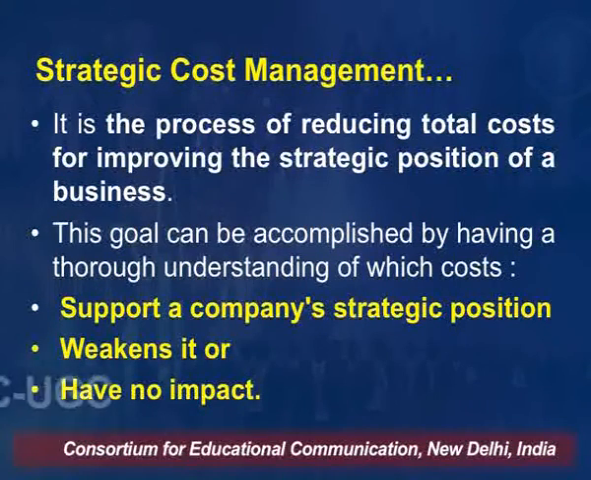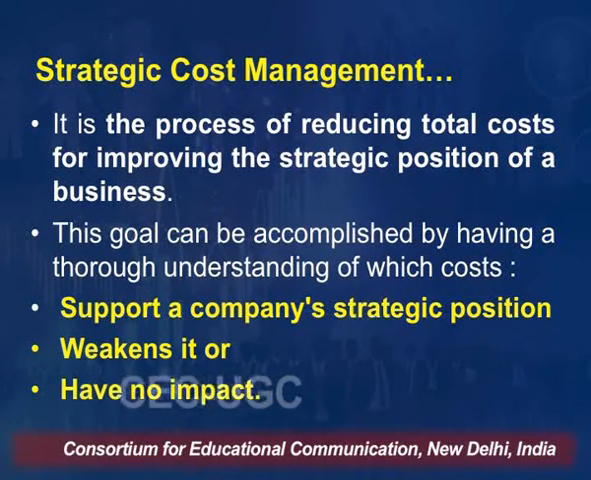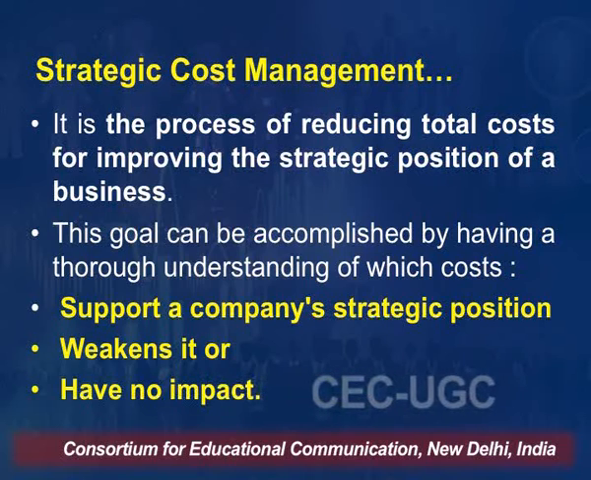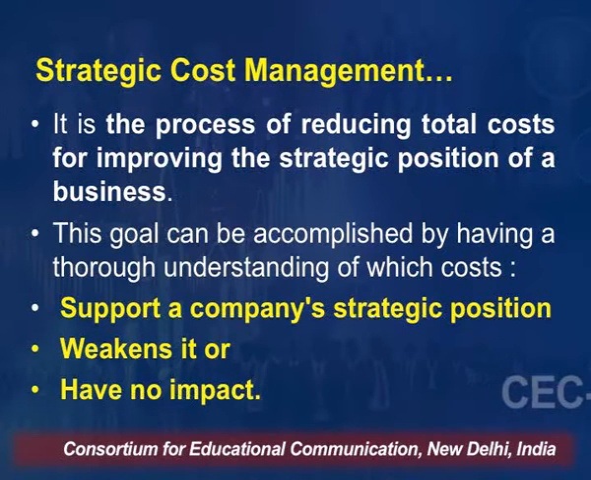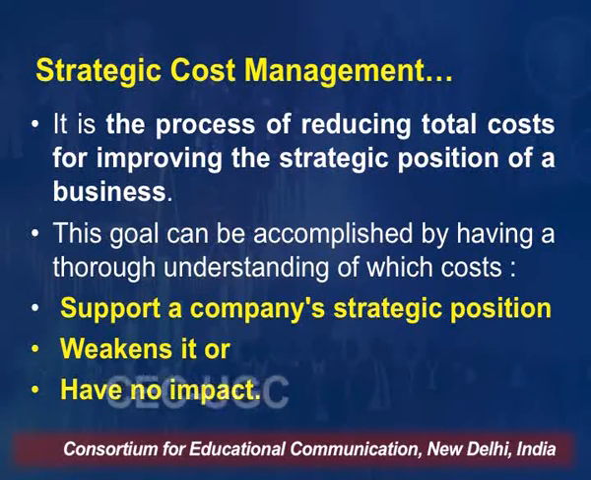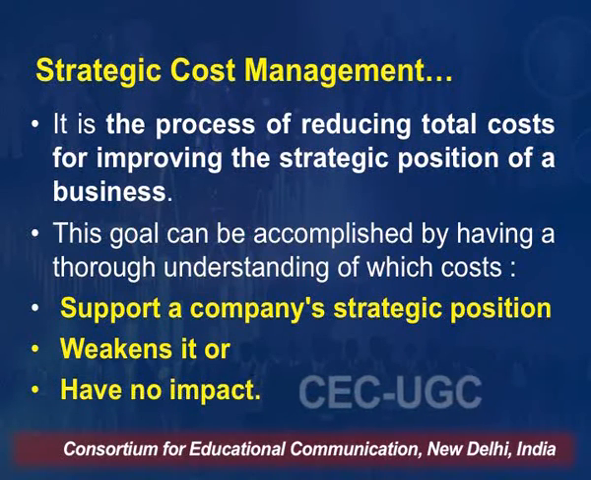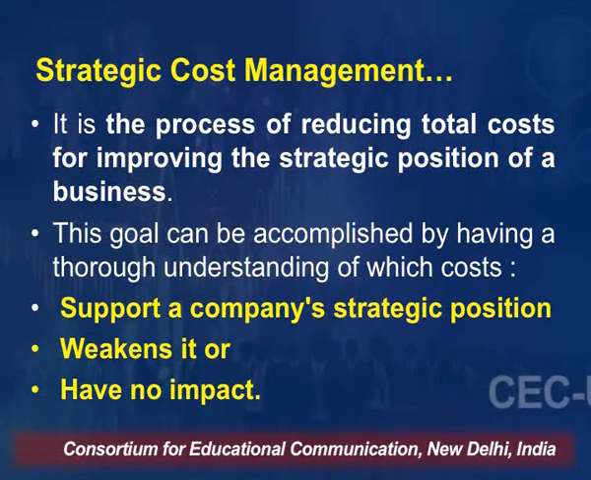So we have to gain some strategic advantage by reducing our total cost, and this aim can be achieved by having a thorough understanding of three important aspects of a particular cost: the cost which is supporting a company's strategic position, the cost which is going to weaken your strategic position, and obviously the third one which has no impact, or you can say which is a neutral cost, neither going to positively affect nor negatively affect the strategic position of a business.